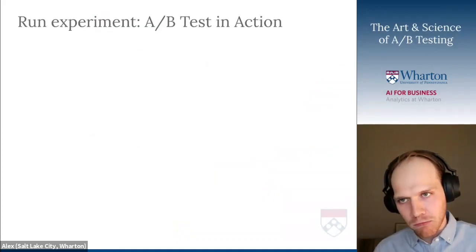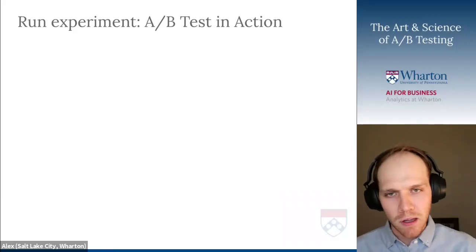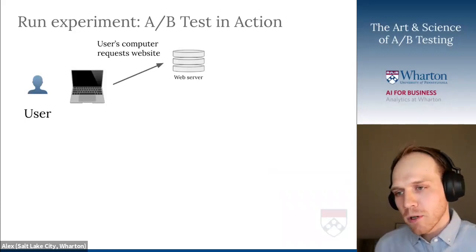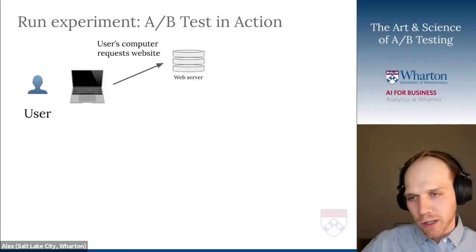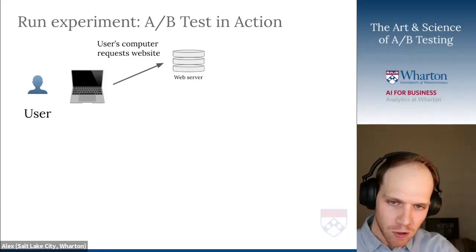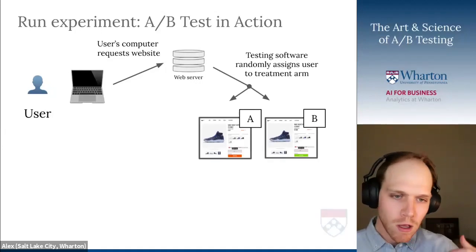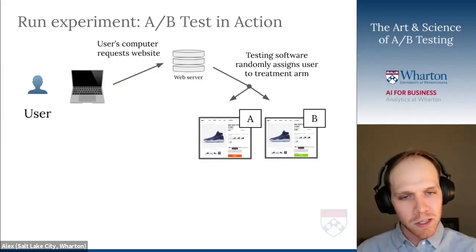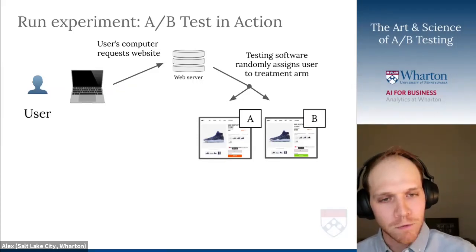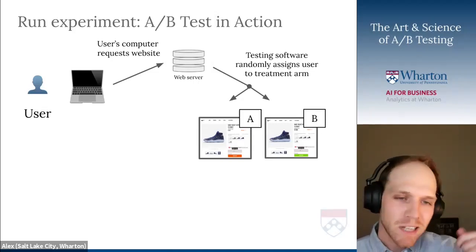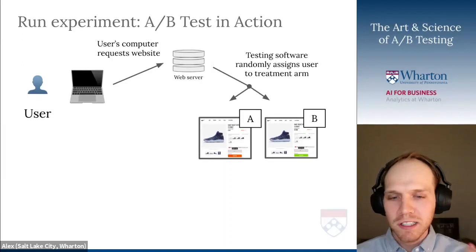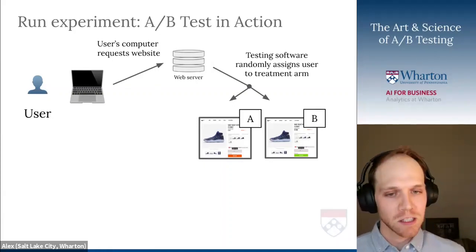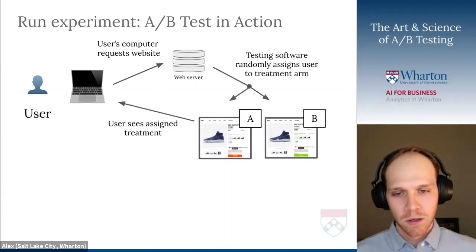Okay, so the fourth step is to actually run the experiment. And just to describe at a granular level how that happens in the real world: while an experiment is running on your website, you can imagine a customer or a user using their computer to make a request to your company's web server, your website. And the testing software that you're using, this could be something that you've developed internally or one of these third-party testing tools, which are able to do this quite efficiently and cheaply, is going to take the two treatments that you're intending to test and randomly determine which of these treatments to show this particular customer, right? So the customer is going to see one of these two treatments.